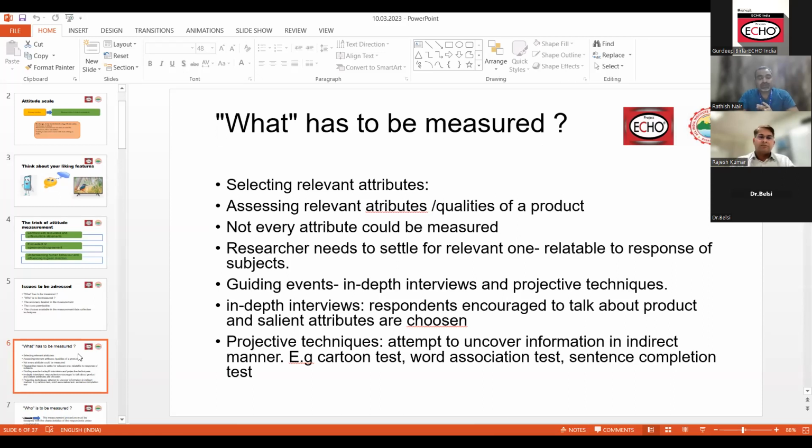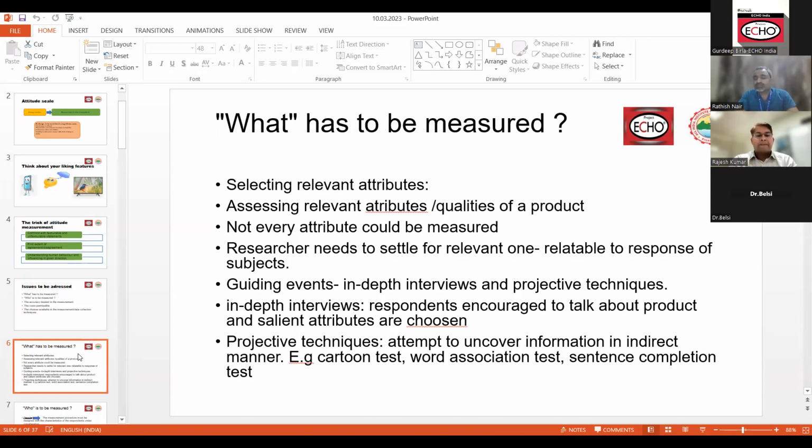What has to be measured? Selecting relevant attributes, assessing relevant attributes or qualities of a product. Not every attribute could be measured by using an attitude scale. The researcher needs to settle for relevant ones relatable to the response of subjects, guiding events, in-depth interviews, and projective techniques.